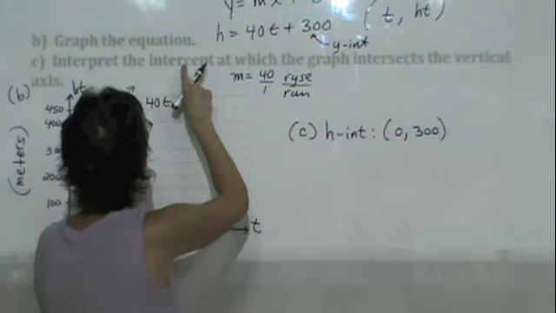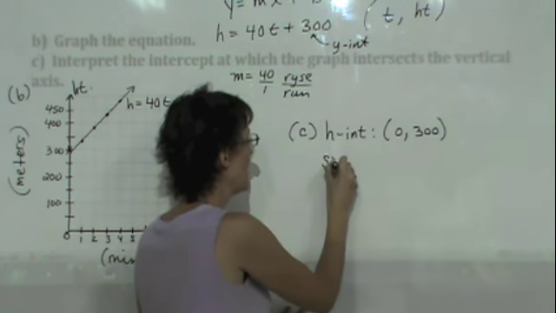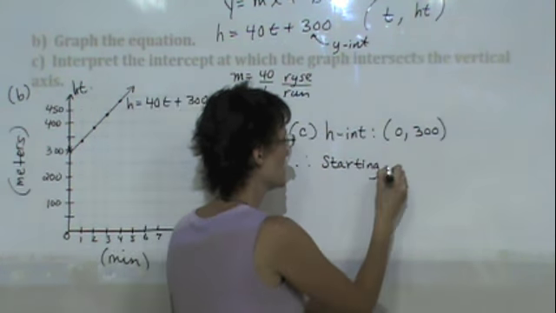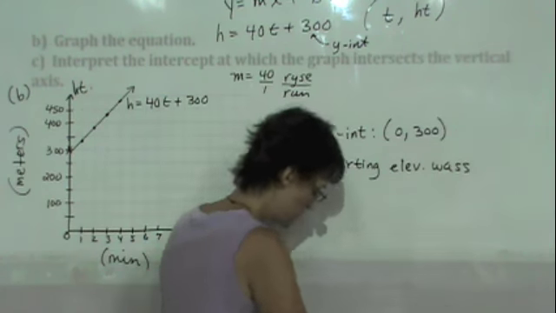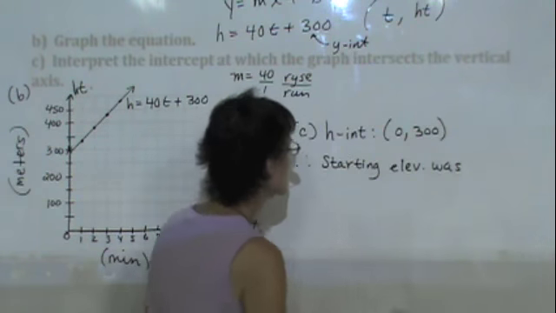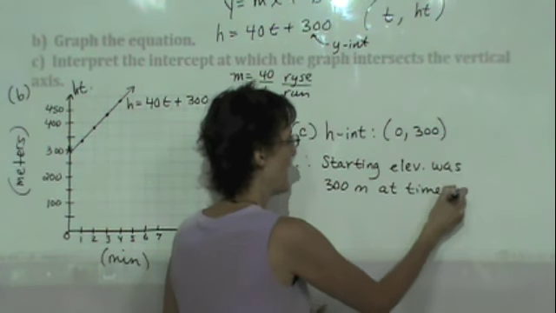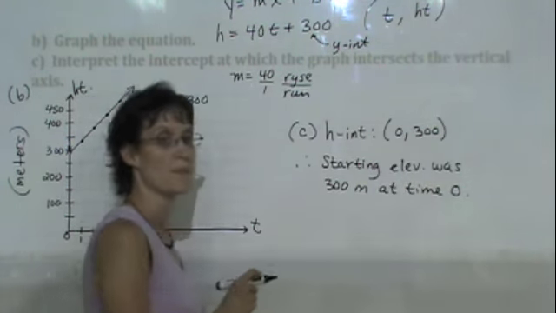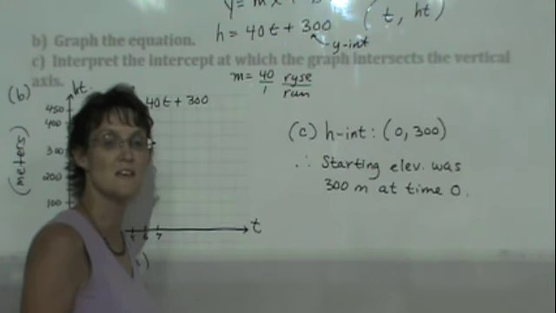And it says interpret what this means. So this means the starting elevation was 300 meters at time 0. That's what this means. The starting elevation was 300 meters at time 0. That ends question C there.